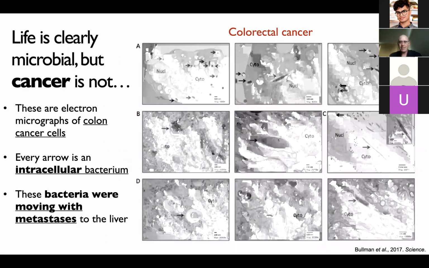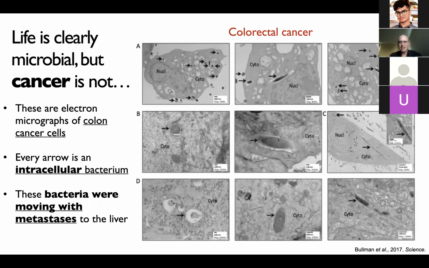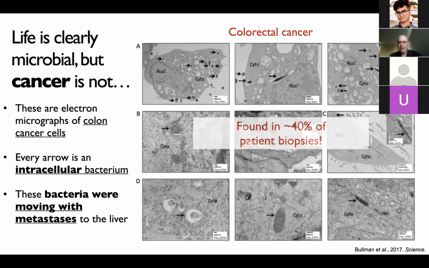So, for example, if you look at colorectal cancer, there have been some intriguing hints that cancer is not sterile. These are electron micrographs of colon cancer cells, and every arrow is a bacterium that's found in those cells. And in fact, bacteria are found in 40% of patient biopsies from people with colorectal cancer.